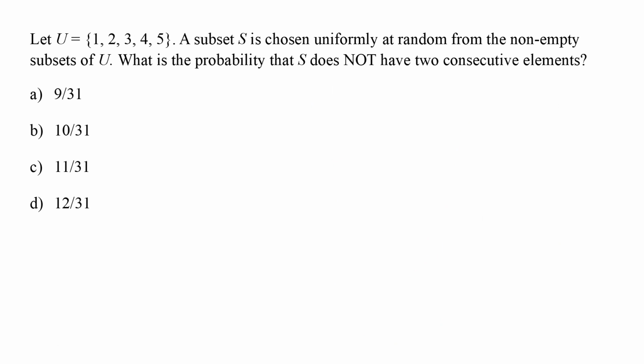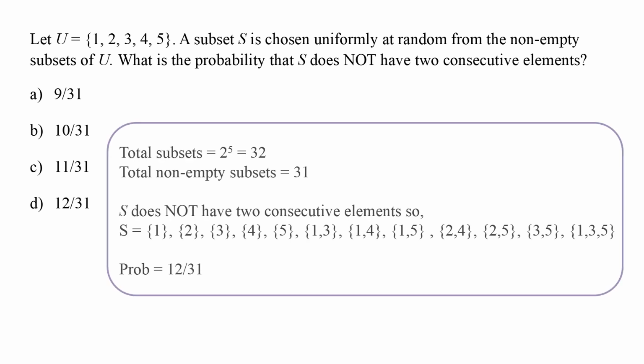Let U be a set of 5 numbers from 1 to 5. A subset S is chosen uniformly at random from the non-empty subsets of U. What is the probability that S does not have 2 consecutive elements? Now, the total subsets of U will be 2 raised to the power 5 because there are 5 elements in the set, that is 32, out of which 1 will be the empty subset, right? So total non-empty subsets are 31.